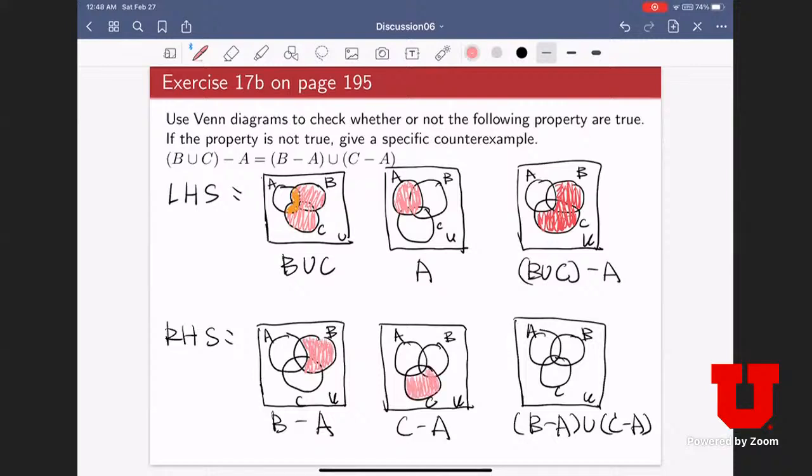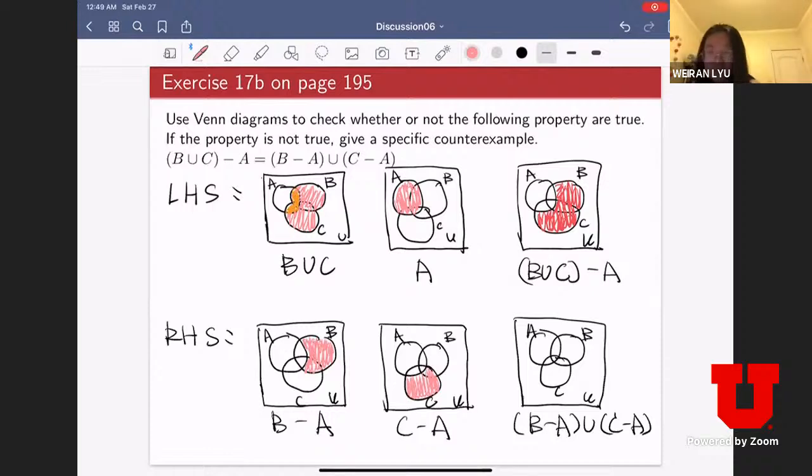And then you just take the union of these two, which should give you this. And now you can clearly see that your left-hand side is equal to the right-hand side. So no need to provide a counterexample. You could just conclude that they're equal.